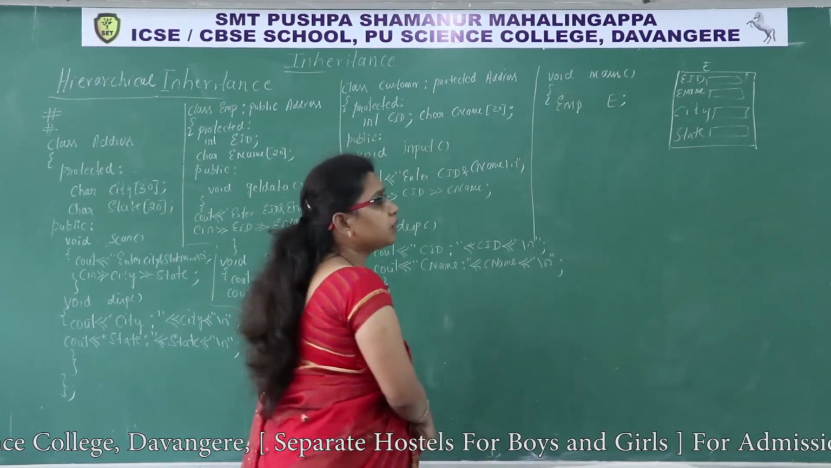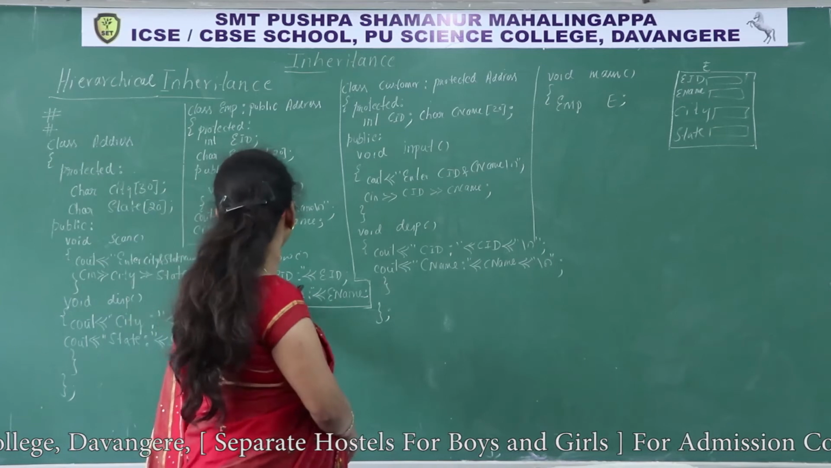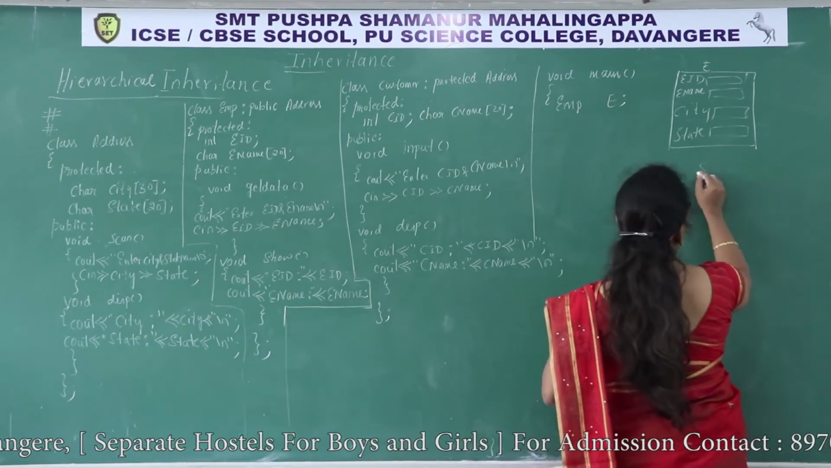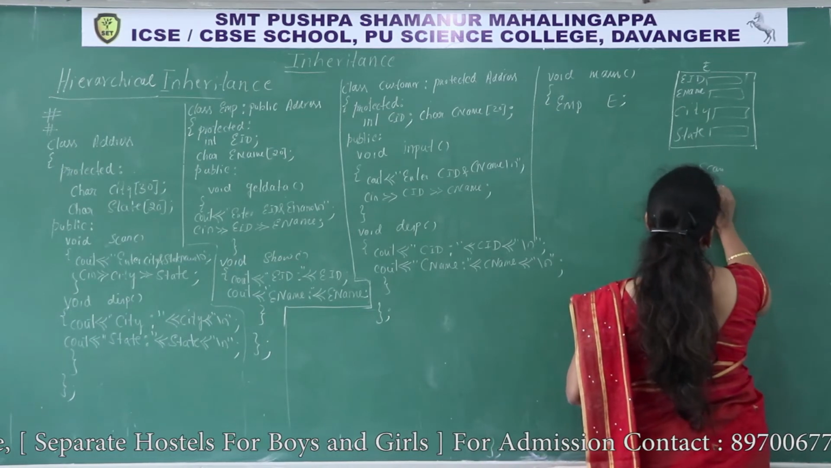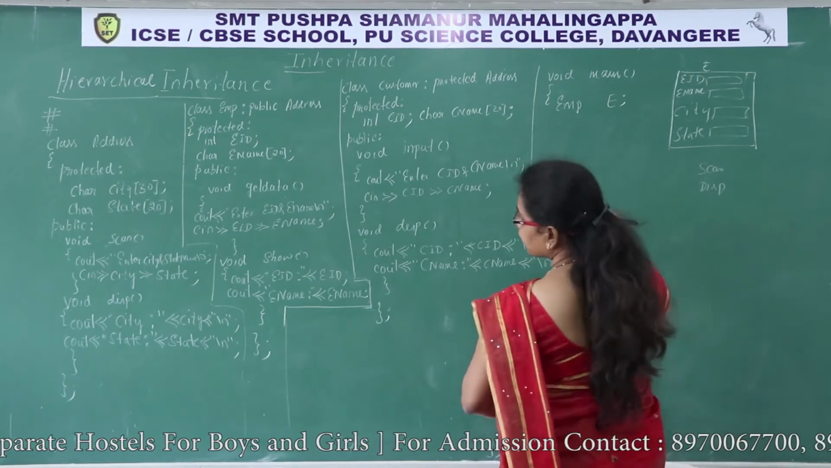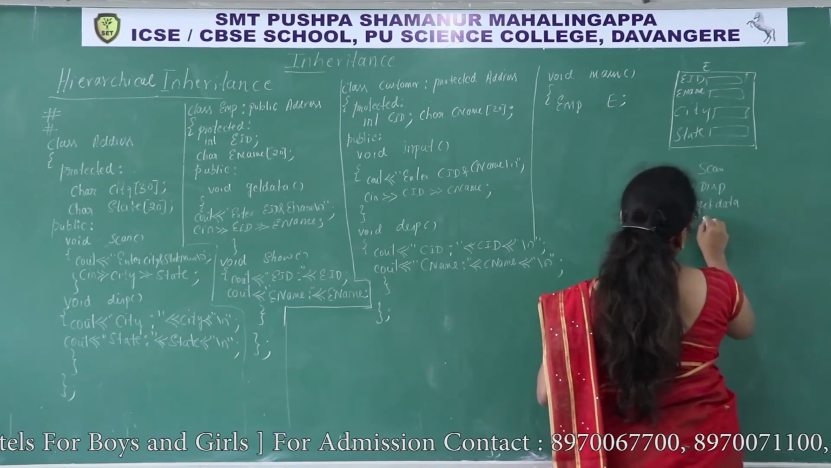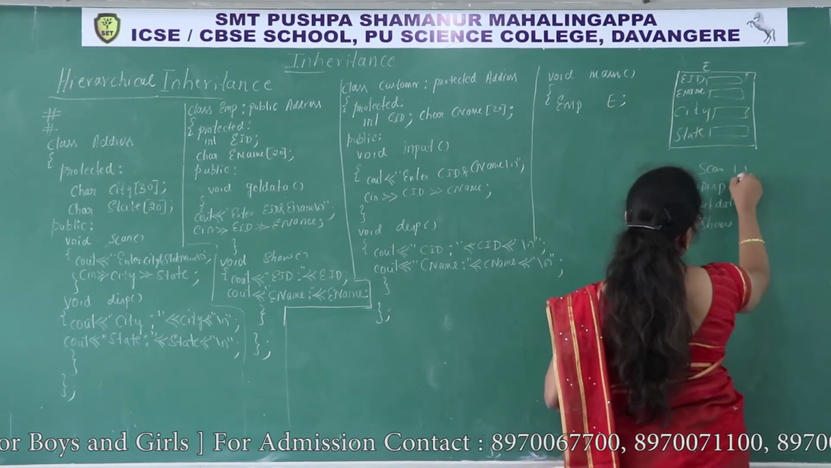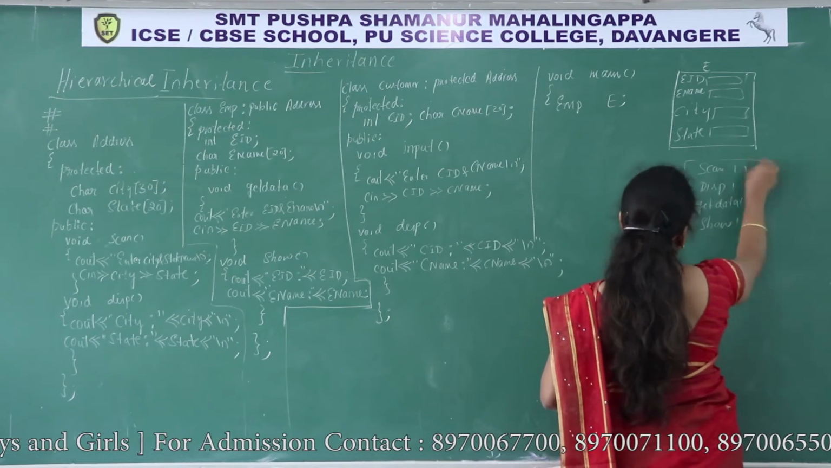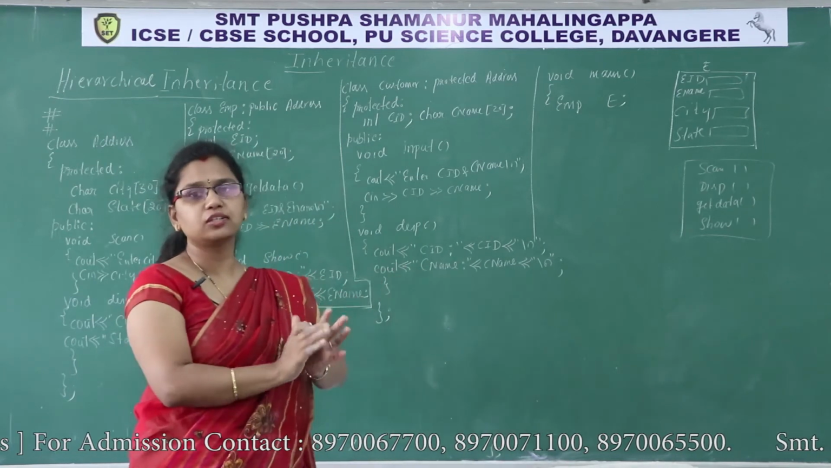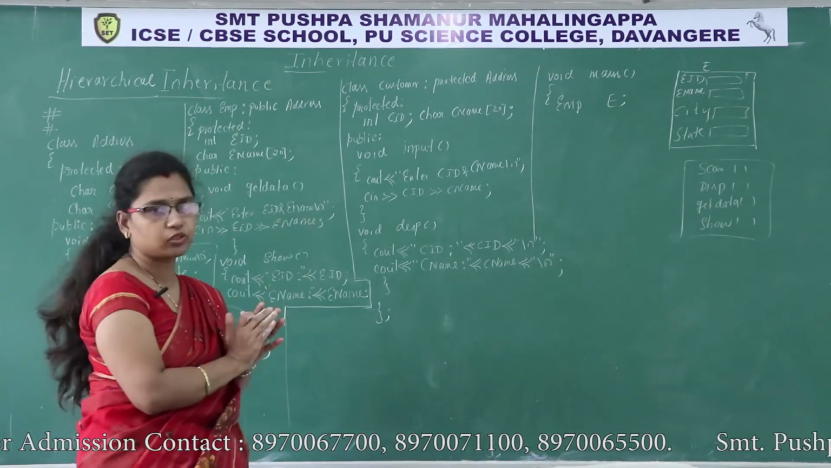Okay. And what are the member functions? It can access scan, disp, get data and show. For these members, there is a memory allocation that takes place when we create object E.